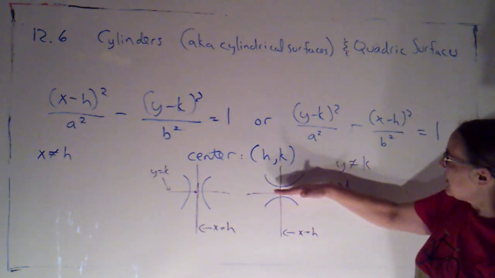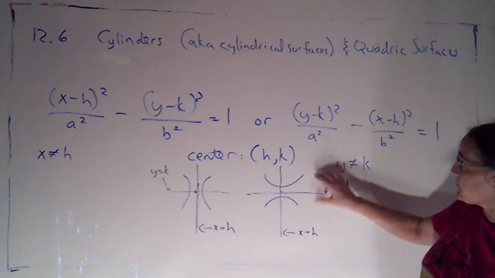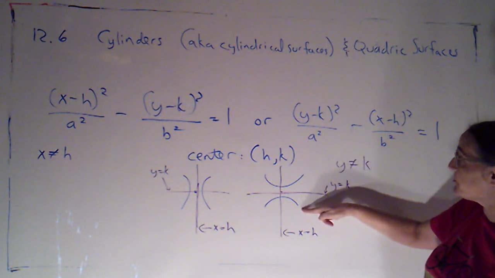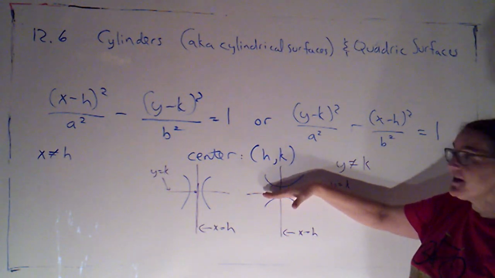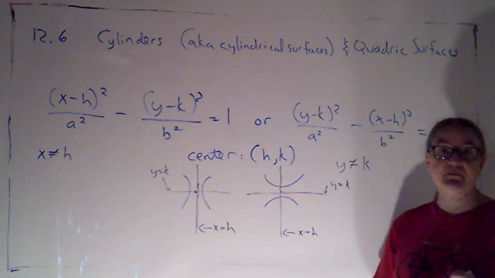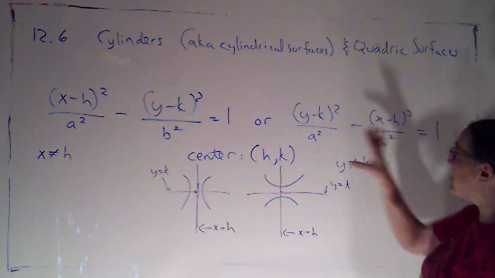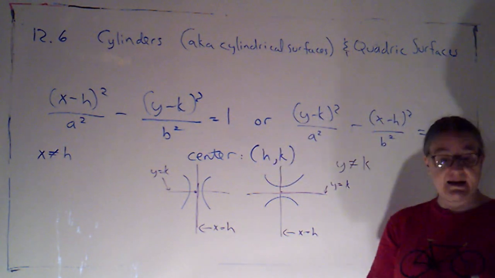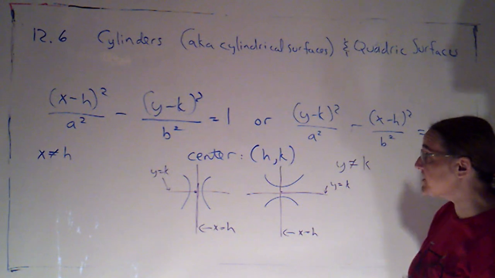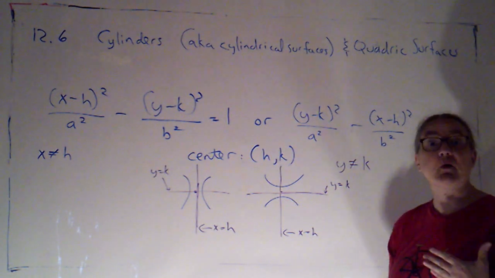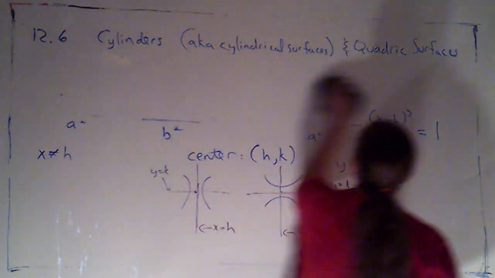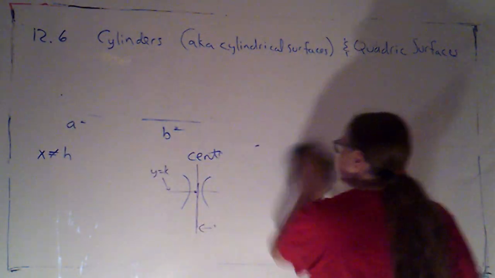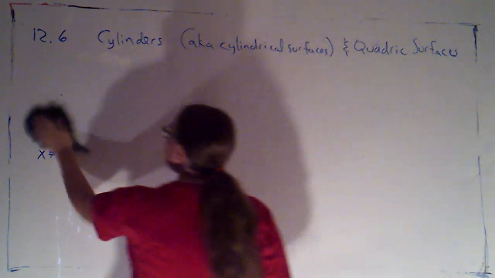Okay. So I would have something like this, where I would have a top and a bottom branch, and I'll completely avoid that horizontal line that passes through the center. So I can figure out from the equation whether I'm going to have a top branch and a bottom branch, or a left branch and a right branch. Let's just take a look at an example to see how we would graph something like this.